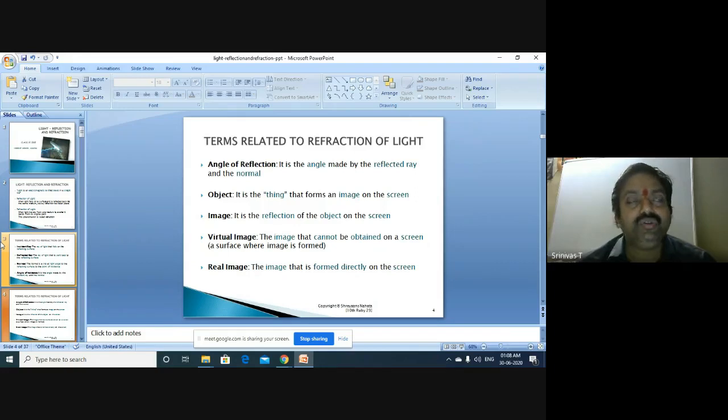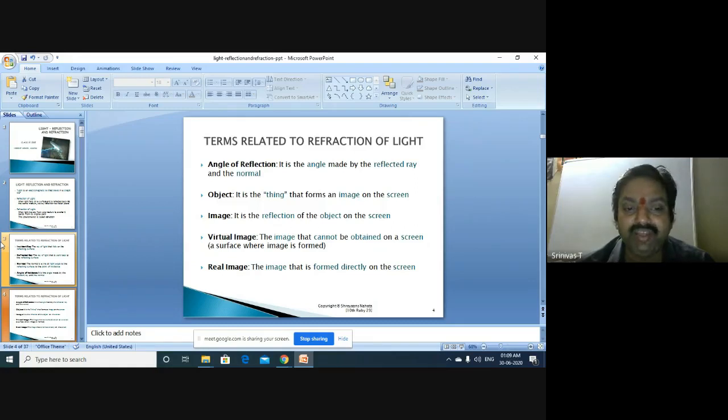Now, what is an image? Because we are going to study different parameters like the object distance, the object height, and when it comes to magnification, it is important for us to learn these definitions. Next thing is the image, which is the reflection of the object on the screen. A mere reflection of the object is said to be an image, as we generally get images in mirrors.